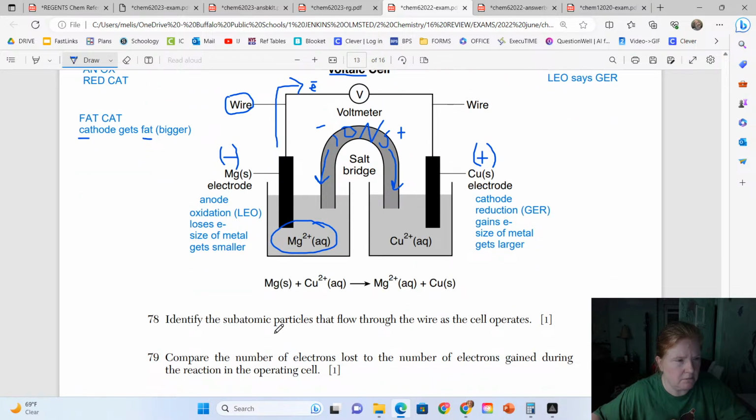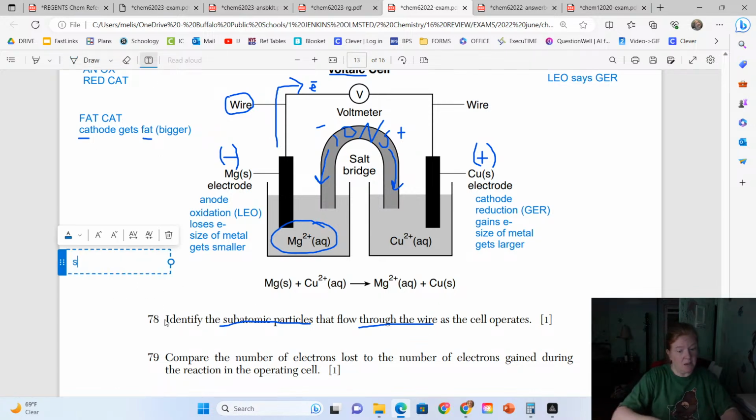So 78. I didn't see that. It says identify the subatomic particles. Well, what did I just say? What flows through the wire? Well, subatomic particles. So there are 3 subatomic particles. What does subatomic particles mean? They are particles that are smaller than an atom.